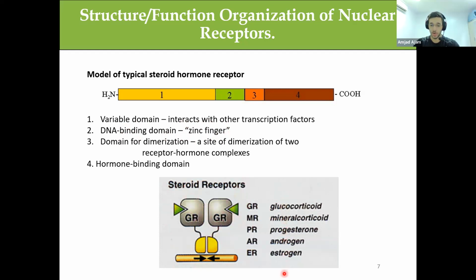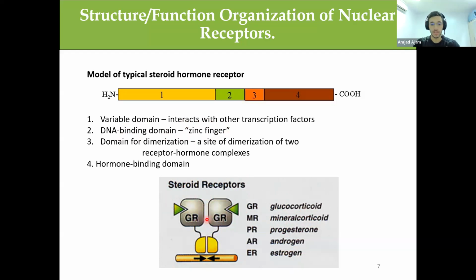We have multiple steroid hormones: glucocorticoids, mineralocorticoids, progesterone, androgens, estrogens, and so on. So this green triangle is the steroid hormone. It will bind to its respective receptor. In this case, it is cortisol, so it will bind to the glucocorticoid receptor.